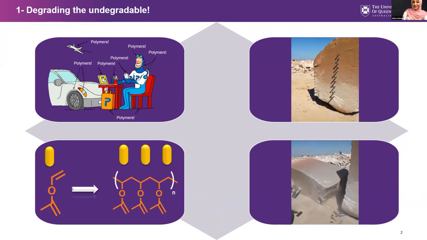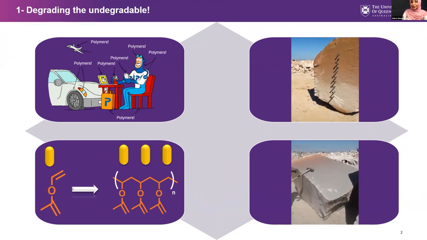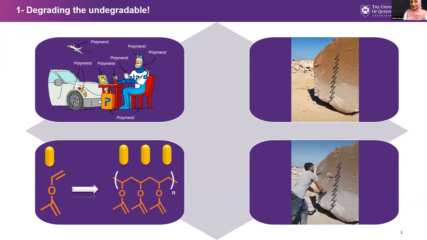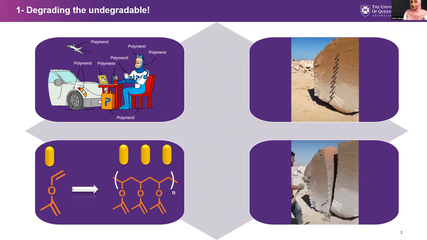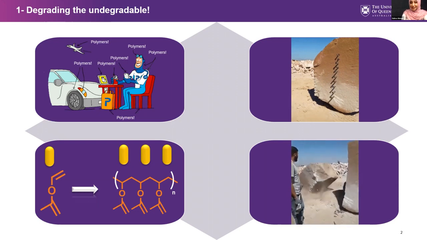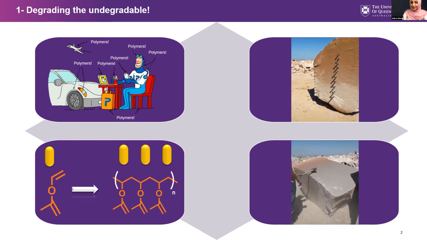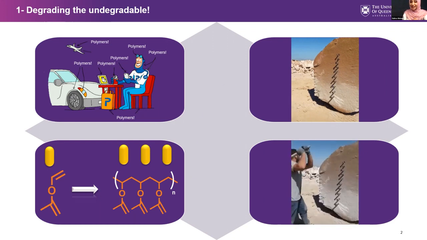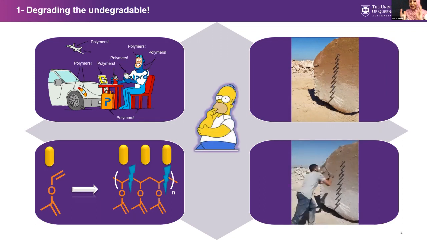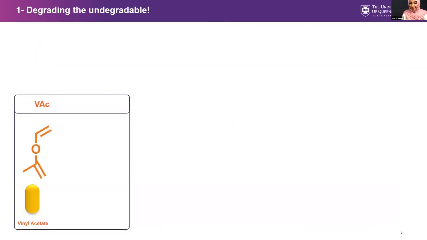Now the question is, similar to the same source of inspiration, rocks, is there a way actually to degrade these undegradable polymers? The answer is yes, actually. Similar to this rock, you see that we have put different rods in the face of the rock, and then we started hammering it until it degrades. And it would be really cool if you can do the same with vinyl acetate.